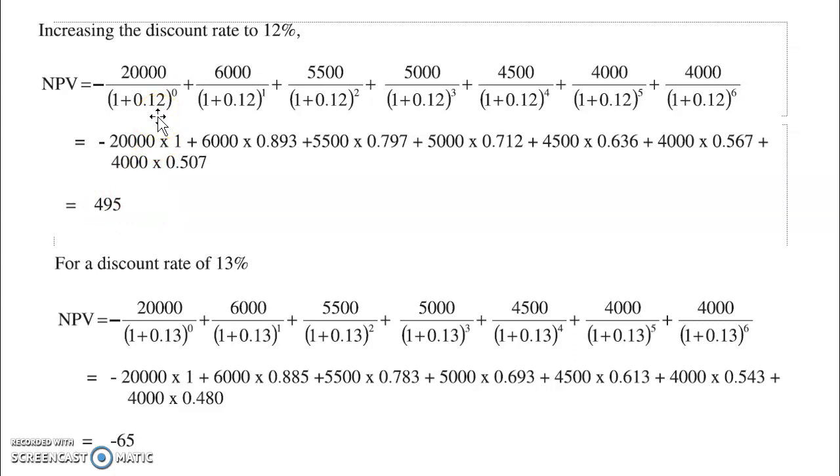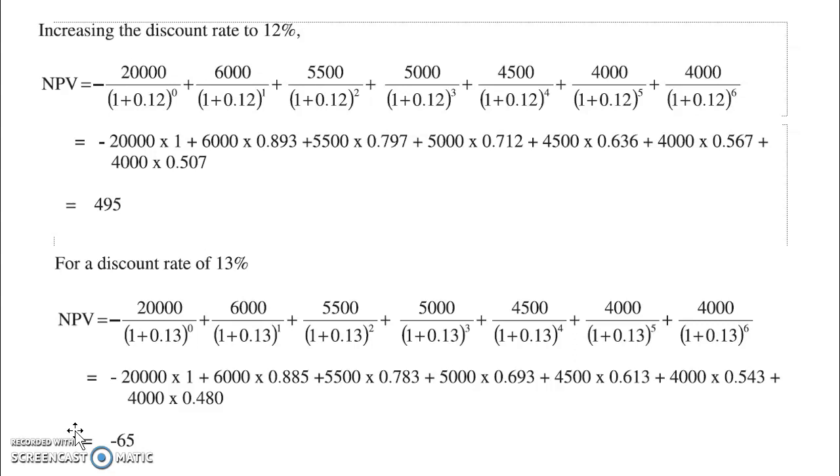Again, my intention is to make my NPV 0. That means I have to find another value where my NPV is less than 0, or a negative value. So this 12% I will increase to 13%. Again I will calculate my NPV here. Now you can see that the NPV is minus 65. So for a discount rate of 12%, NPV is 495. For a discount rate of 13%, it is minus 65, which indicates that the rate where NPV is 0 lies between 12% and 13%.